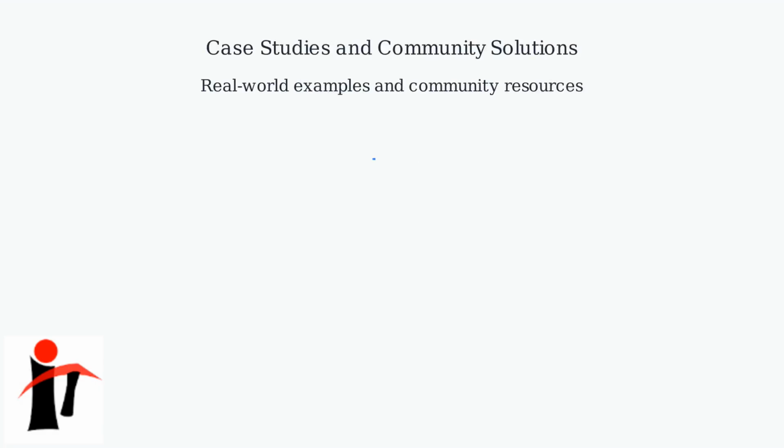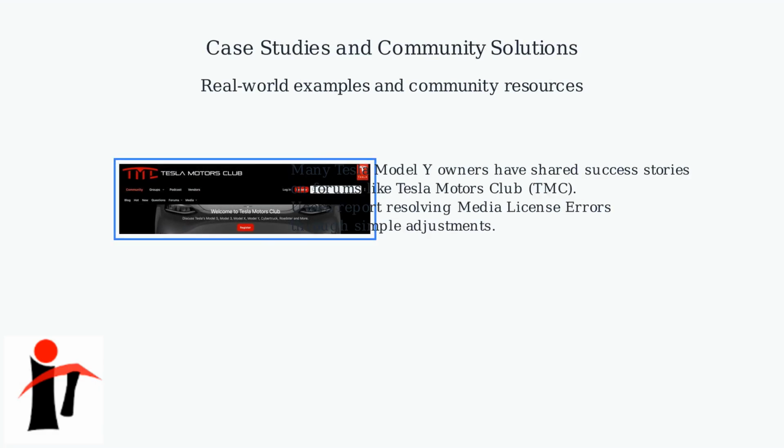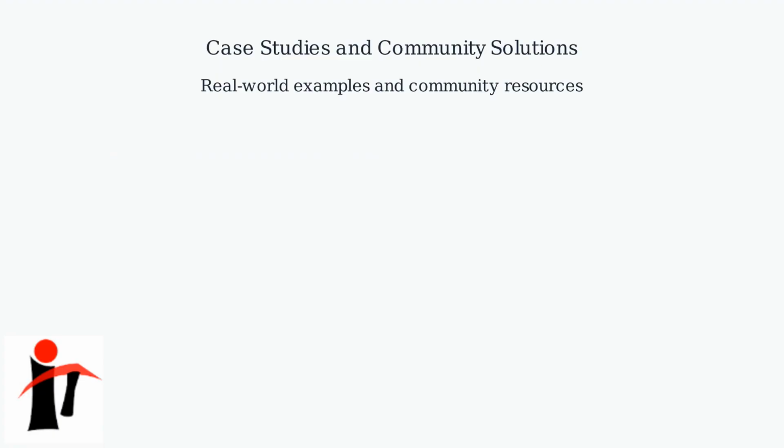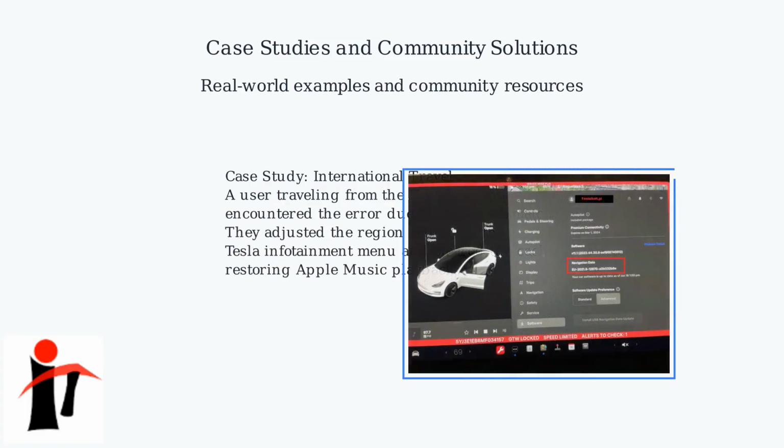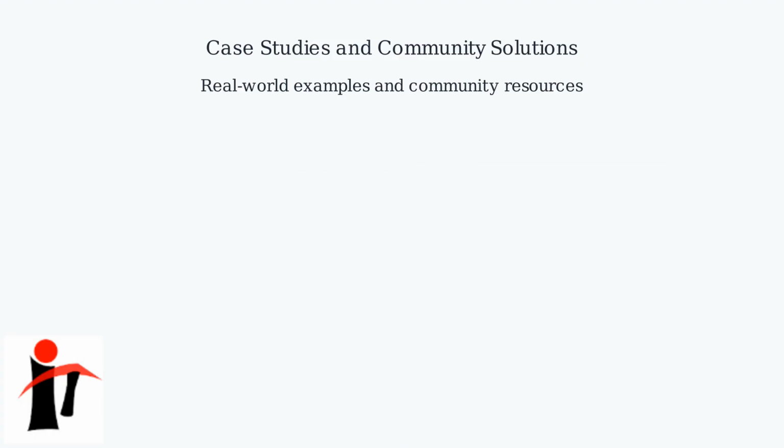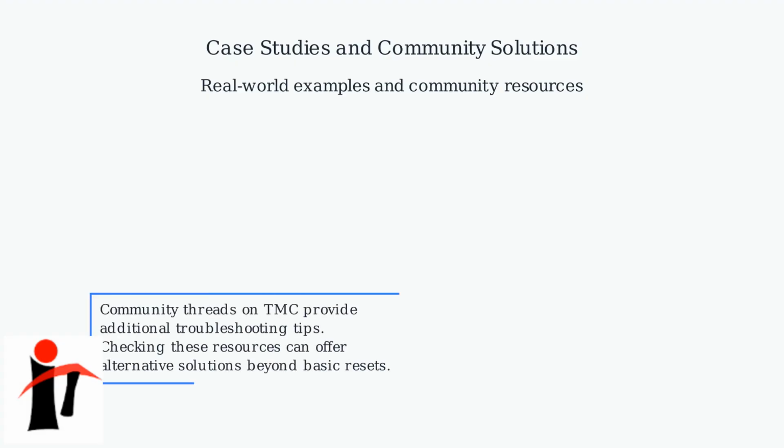Many Tesla Model Y owners have shared success stories with fixing media license errors on community forums. For example, users traveling internationally have resolved the issue by adjusting the region setting in their vehicle's infotainment menu. One case study involves a driver who traveled from the US to Europe and faced region-related errors. By switching the vehicle's region to Europe in the settings and performing a cache reset, they restored full Apple Music functionality. Community threads on Tesla Motors Club are valuable resources for additional tips and troubleshooting advice. Checking these can provide other solutions tailored to specific situations.